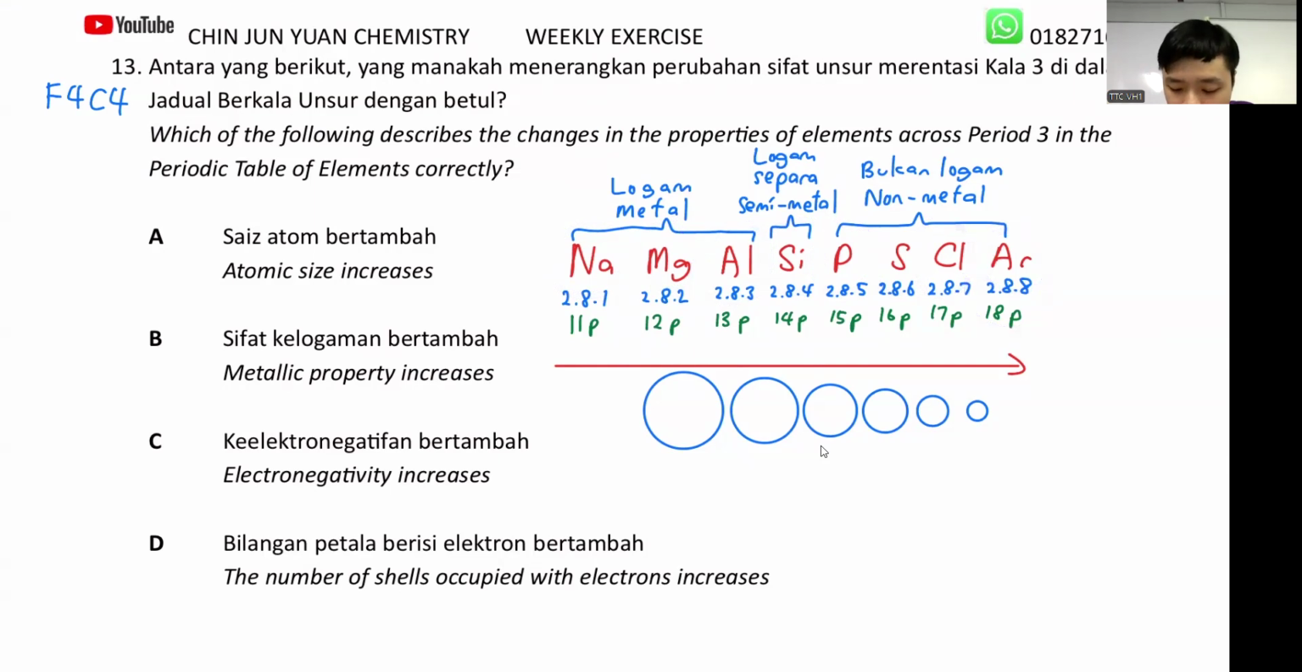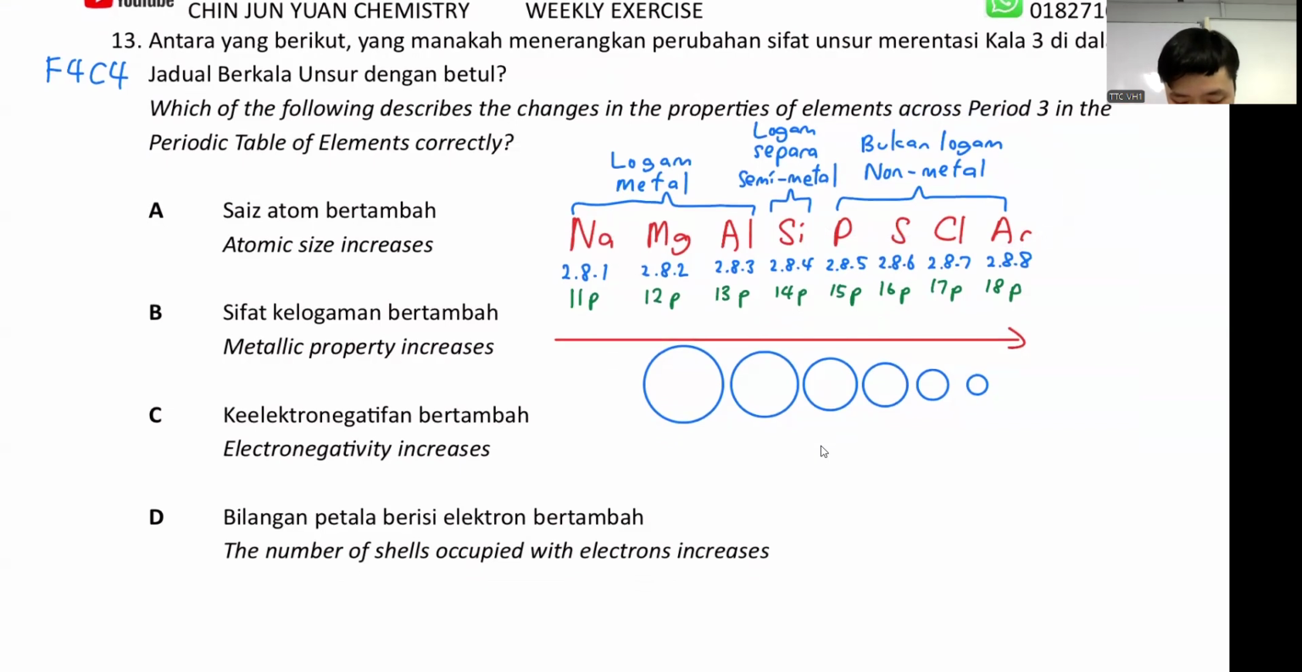And then these 3 are called metal. In Malay, it's logam, 金属. Silicon is called semi-metal. Logam separa, 半金属. These 4 are not metals, 非金属, bukan logam. So if you see, like B, metallic property increases is wrong. From left to right, the metallic property doesn't increase.